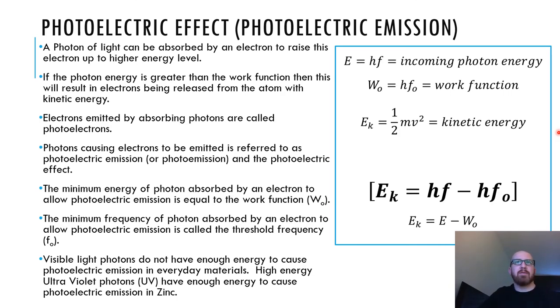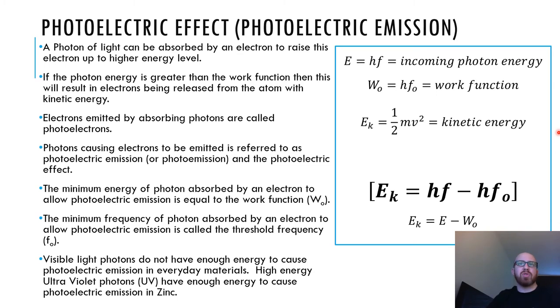The minimum energy of a photon absorbed by an electron to allow photoelectric emission is equal to the work function. So the photon must have at least the amount of energy of the work function. If it has any less than that, it won't happen. Any more than that, then the extra energy is turned into kinetic energy. The minimum frequency of a photon absorbed by an electron to allow photoelectric emission is called the threshold frequency. So work function, threshold frequency: two new terms, we're going to use them in a formula in a minute.